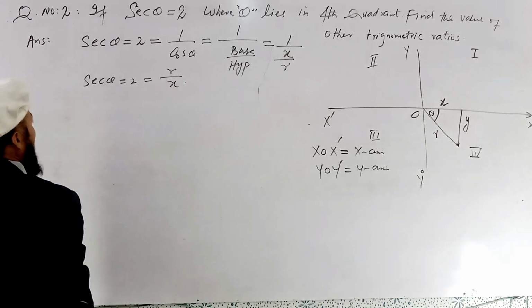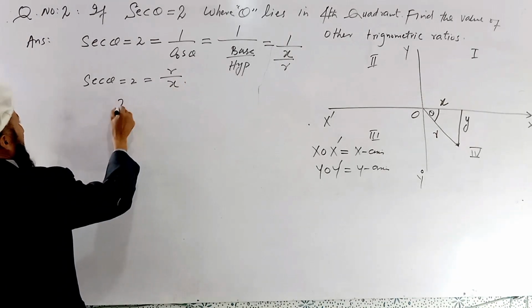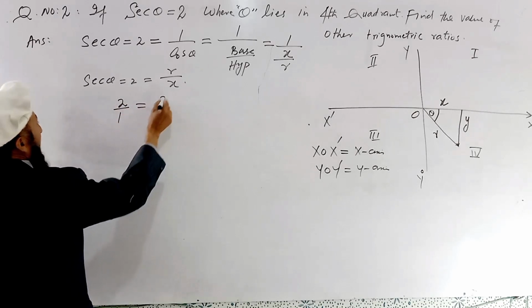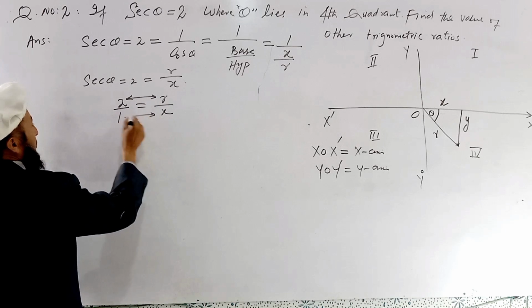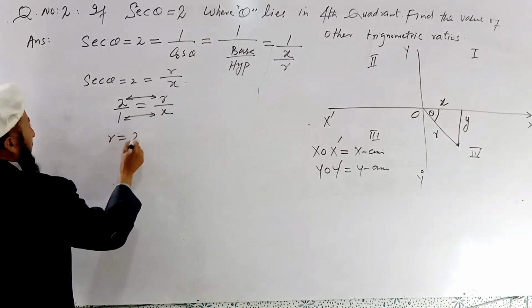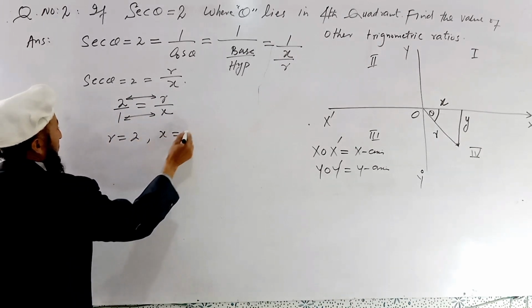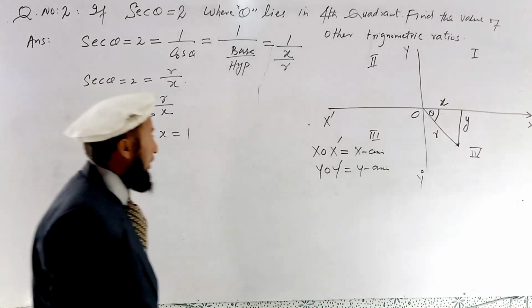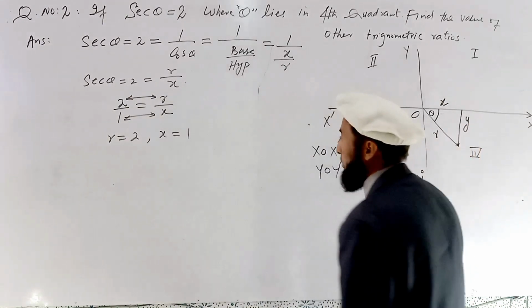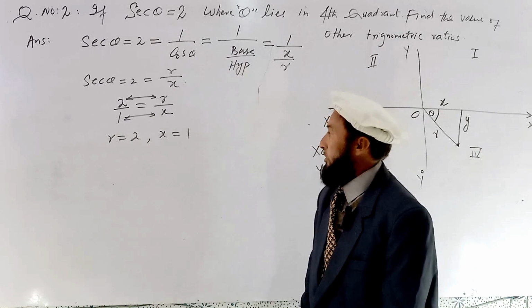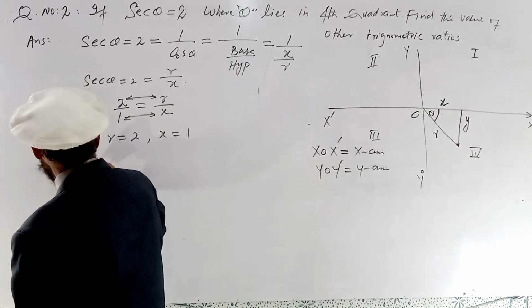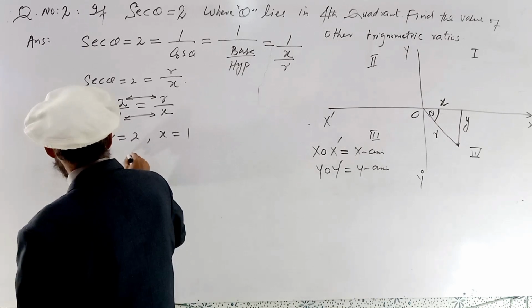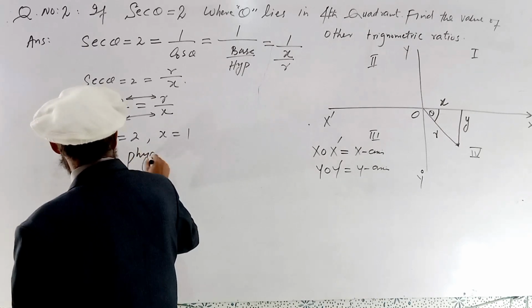So if we compare this, 2 divided by 1 with r divided by x, comparing these values to each other, r is equal to 2 and x is equal to 1. Now we need the y value, so we use the Pythagorean theorem.